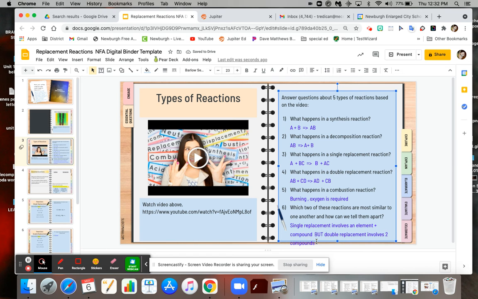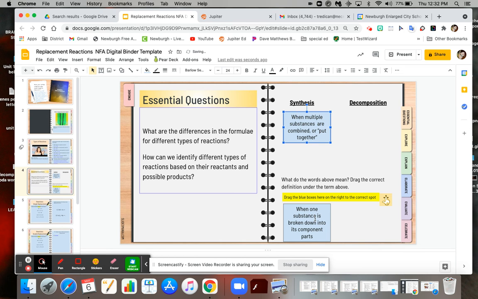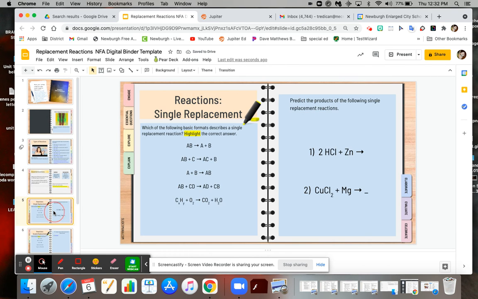Okay. Let's keep going. Again, we're learning about the differences in the formula for different types of reactions and how to identify different types of reactions based on their reactants and products. We've already learned that synthesis is when multiple substances are combined or put together. Decomposition is when one substance is broken down into components. Okay, so single replacement. Take a look. Which one of these is showing us a single replacement?